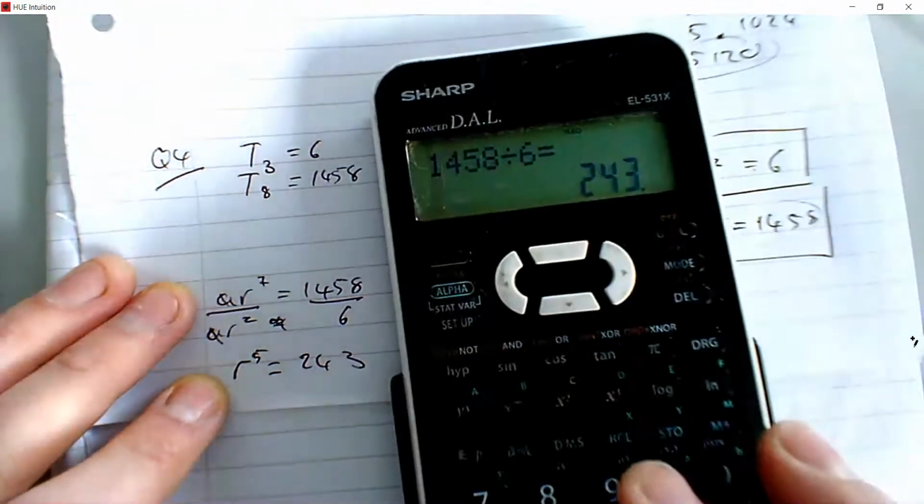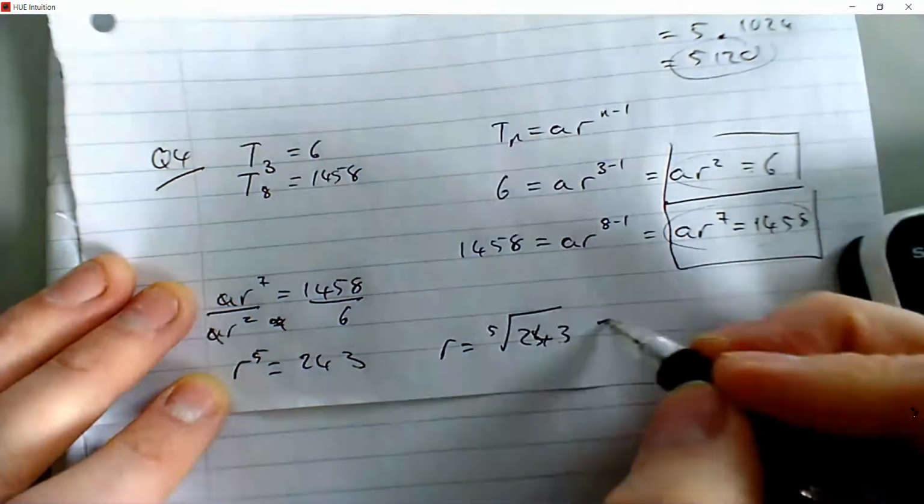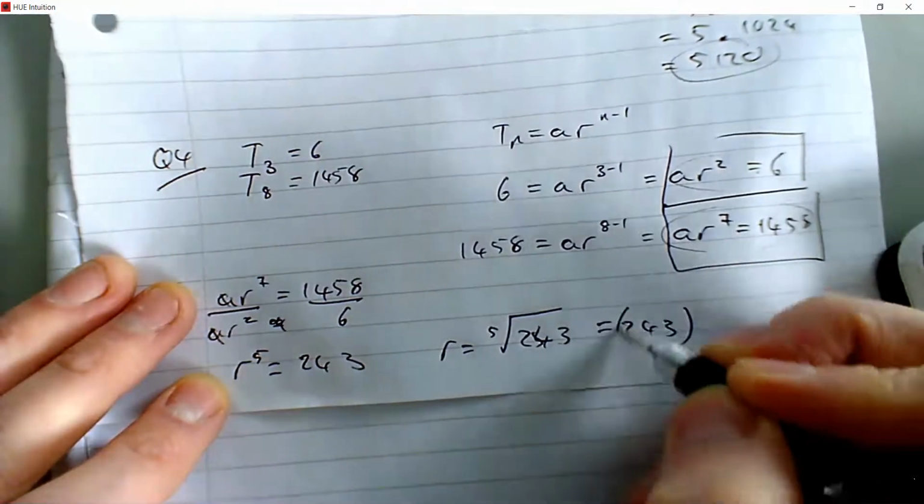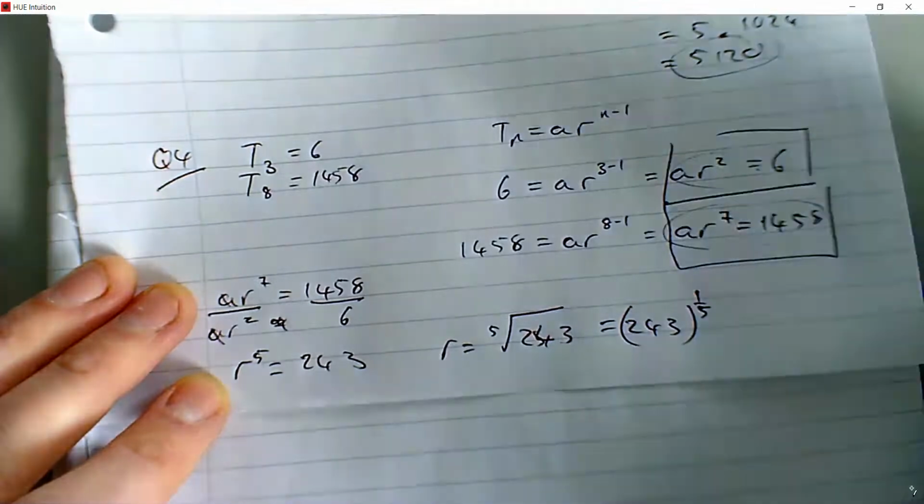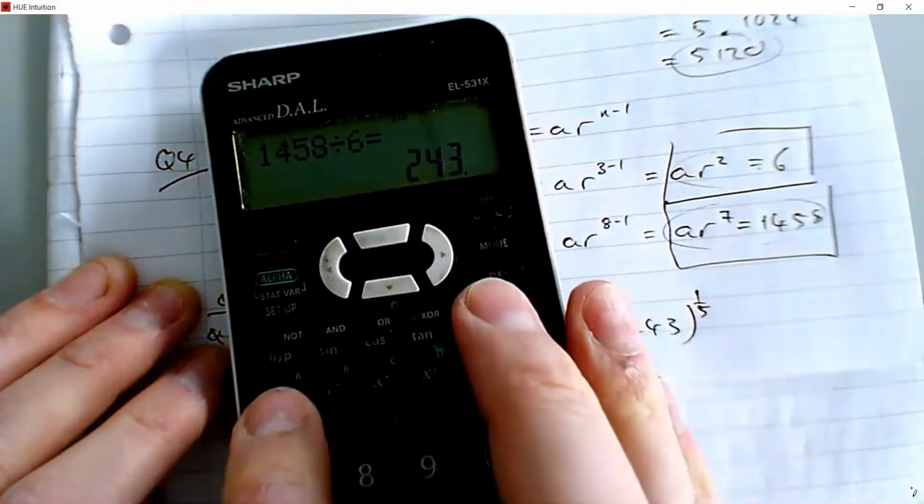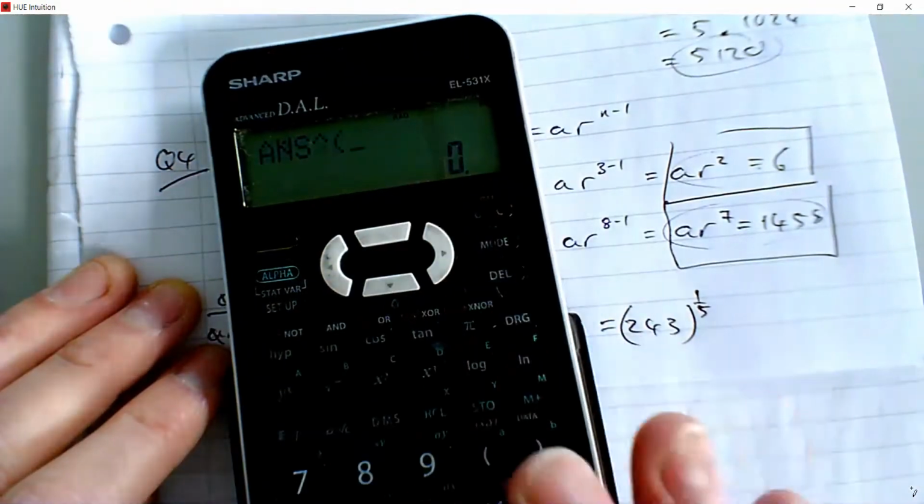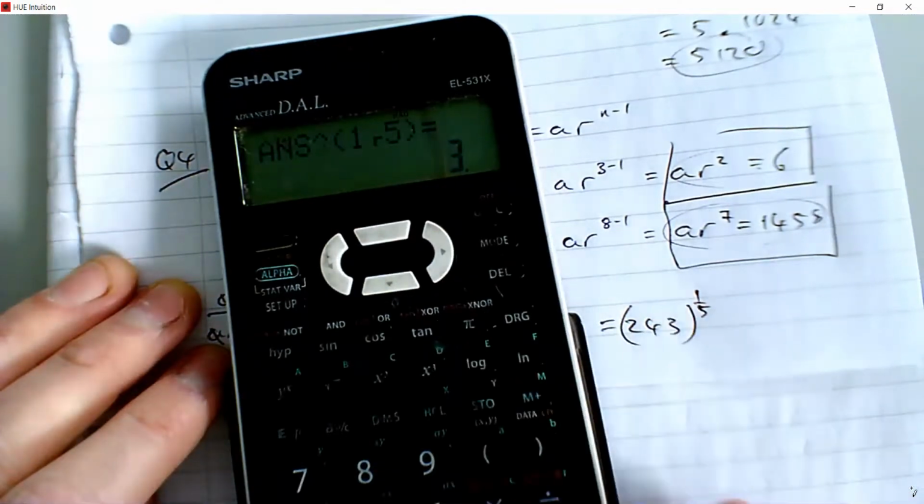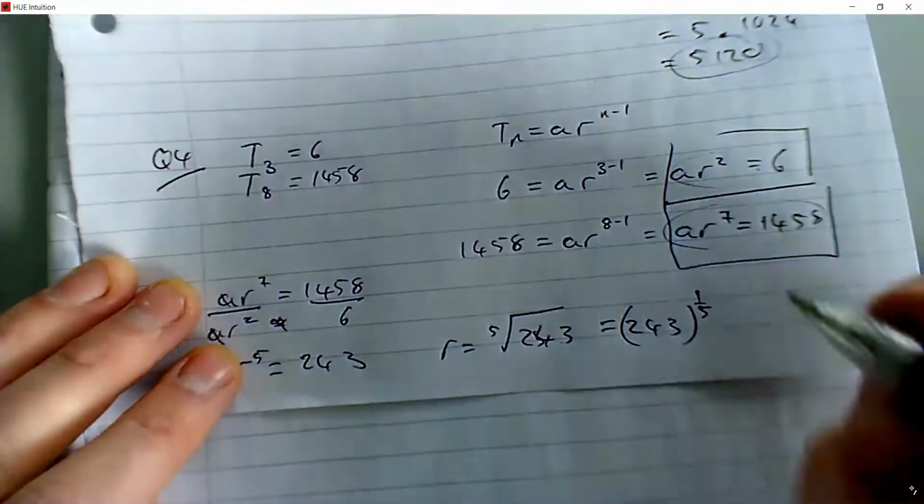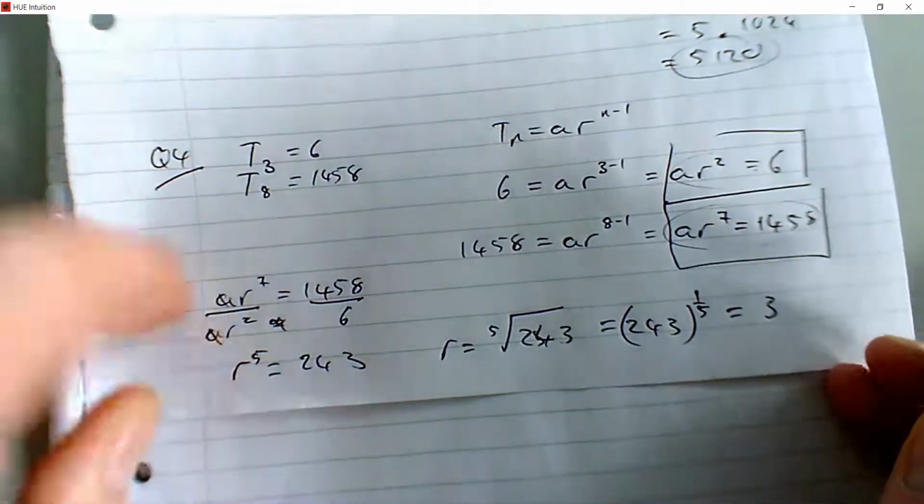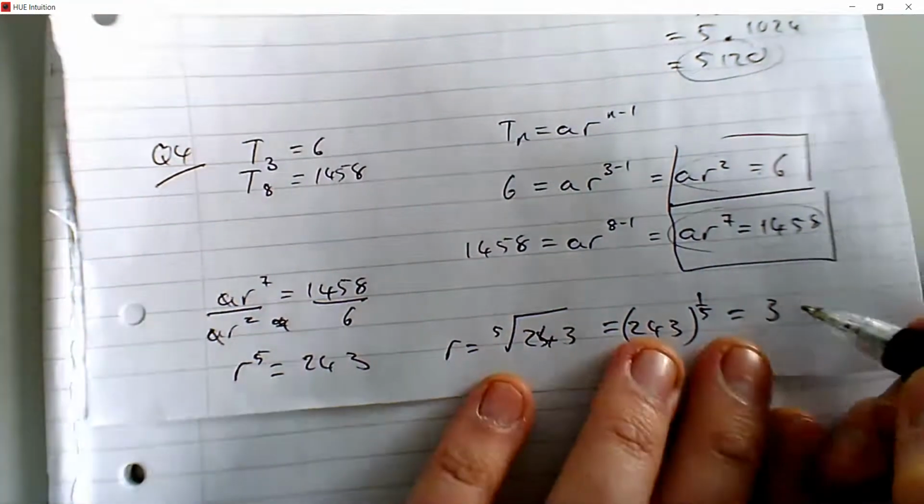And then R is the fifth root of 243. So how do I find that? Well, I put it to the power of 1/5, 243 to the power of 1/5. That's one way to do it anyway. I get 3 as an answer. So R is 3.